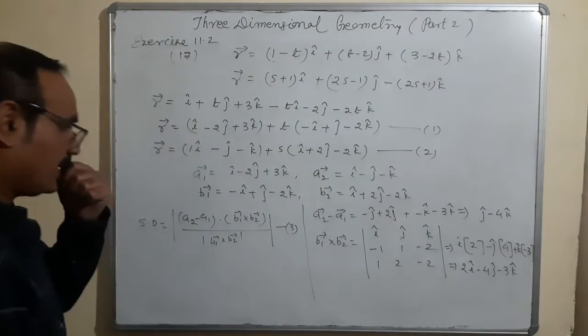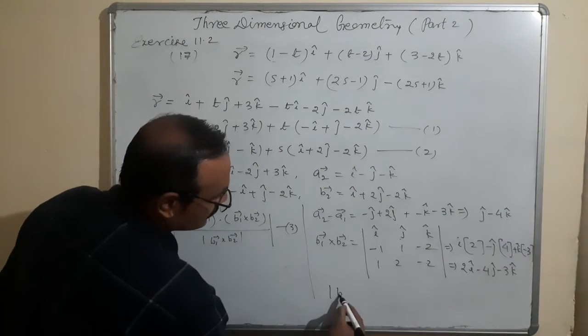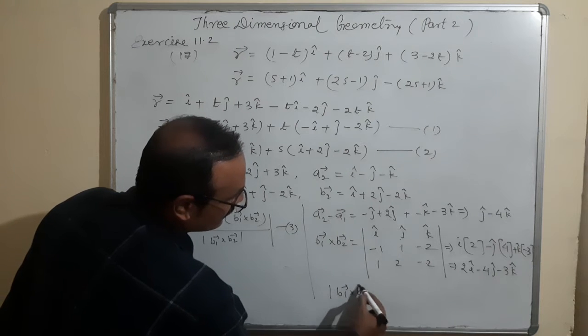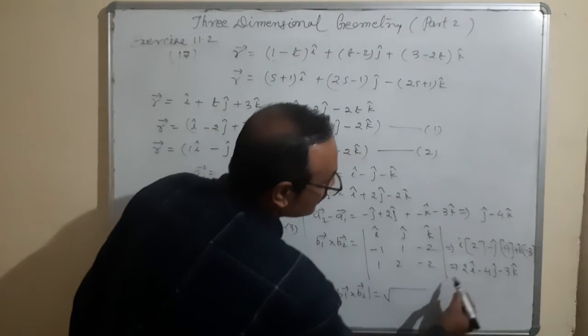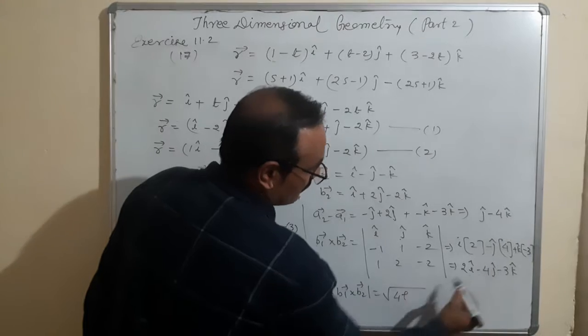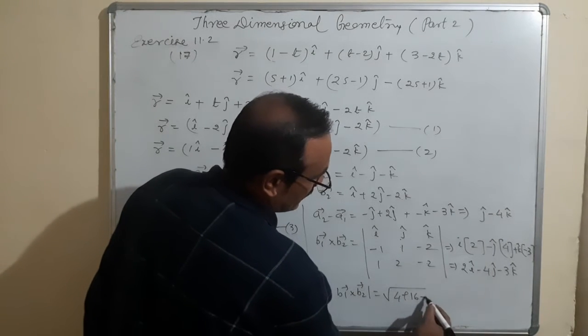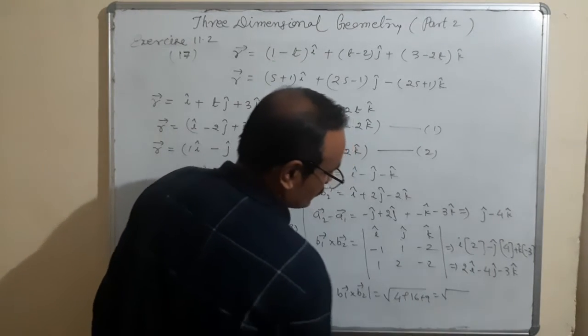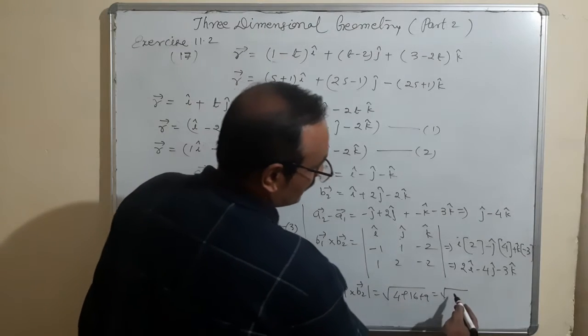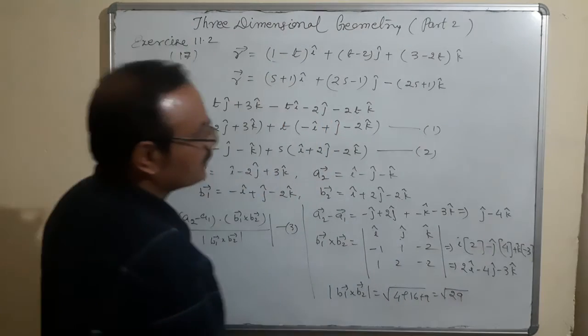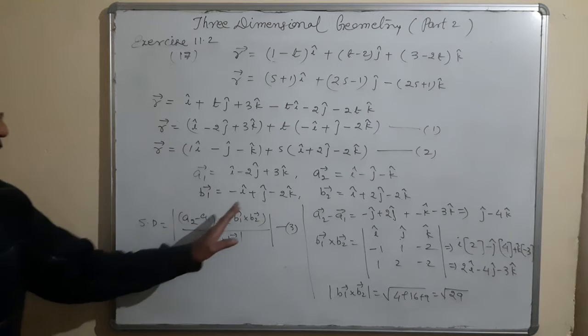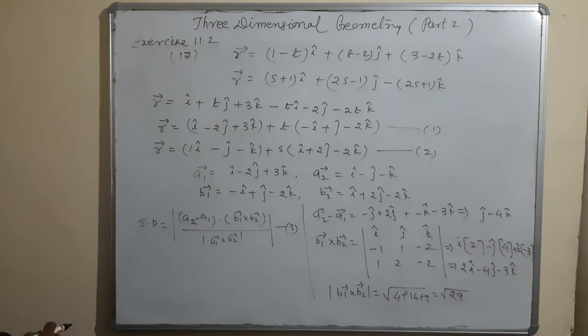Okay. And I am finding the magnitude also because it is also required. So magnitude is the root of 4 plus 16 plus 9. So it is coming 16 plus 4 is 20, 29. Magnitude is root 29. Okay. All things we got. Now we are going to put the values in it.